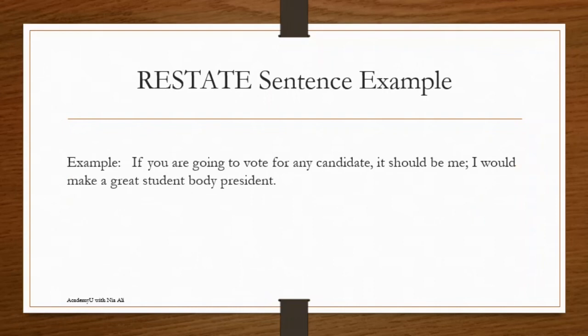Restate sentence example. If you're going to vote for any candidate, it should be me. I would make a great student body president. In this example, I gave you the writing prompt, which was the question, why would you make a good candidate? So I need to make certain that I put all of the words right back into that sentence. In addition to that, I need to also make certain that I add my claim. That's my position. That is the answer basically to the restate sentence.